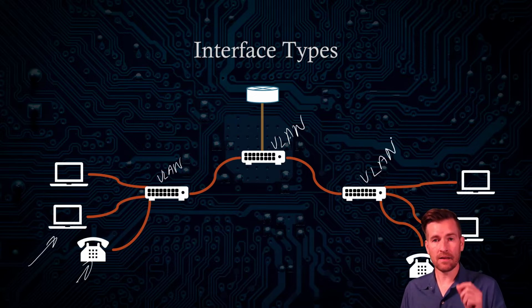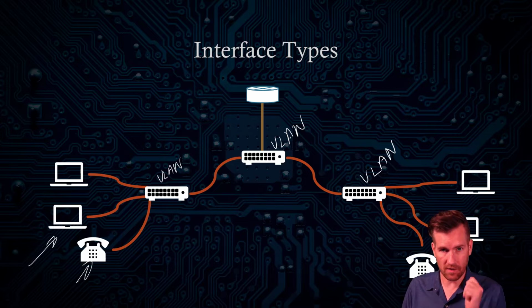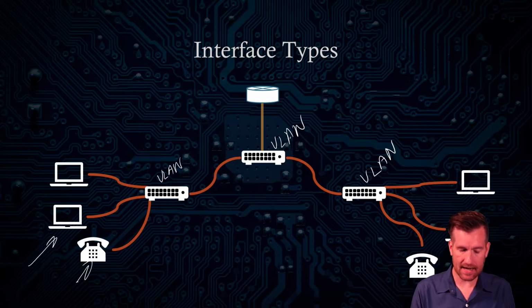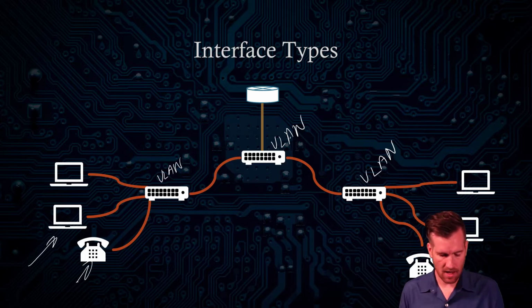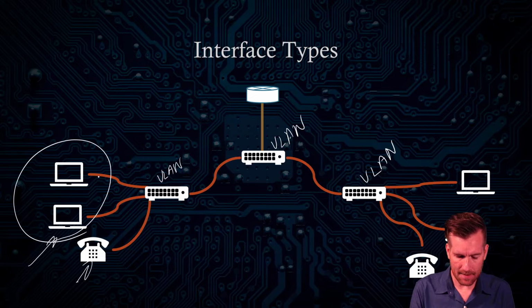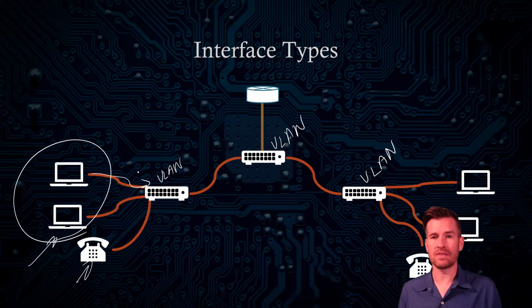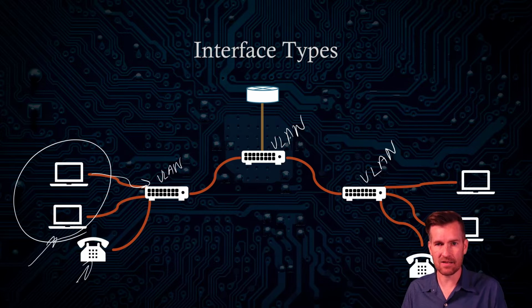Now, the first type of interface is an access port. An access port is one that's assigned to a single VLAN. So for instance, our laptops are connected into this device right here, and they have a single VLAN assigned to them, and that is what's programmed on that switch. So then they're just talking on that one network.